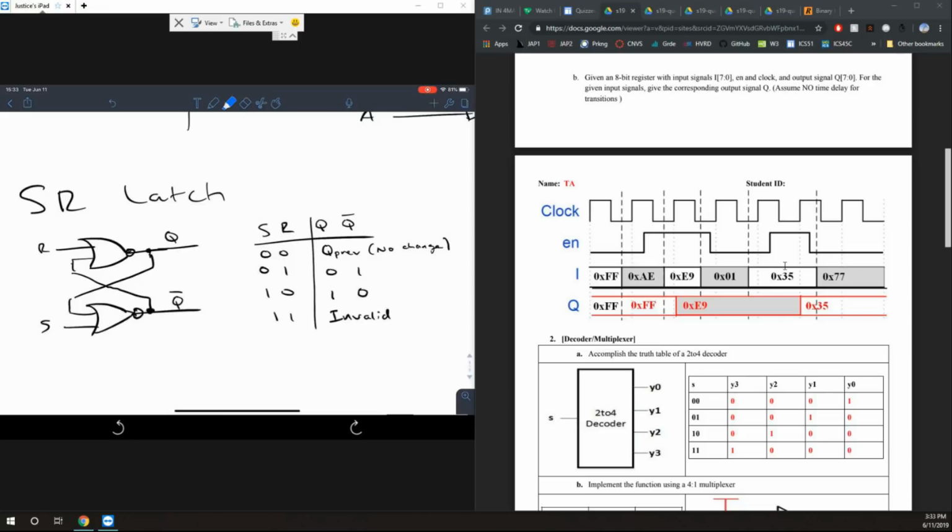Enable is like the big kill switch. Yes, only the value at the beginning of the clock. Correct. Yeah, and this one, it's close to 0, 1, but it doesn't.